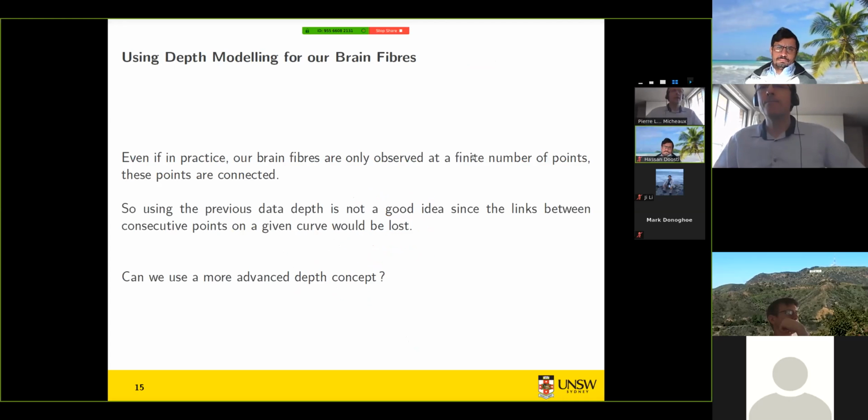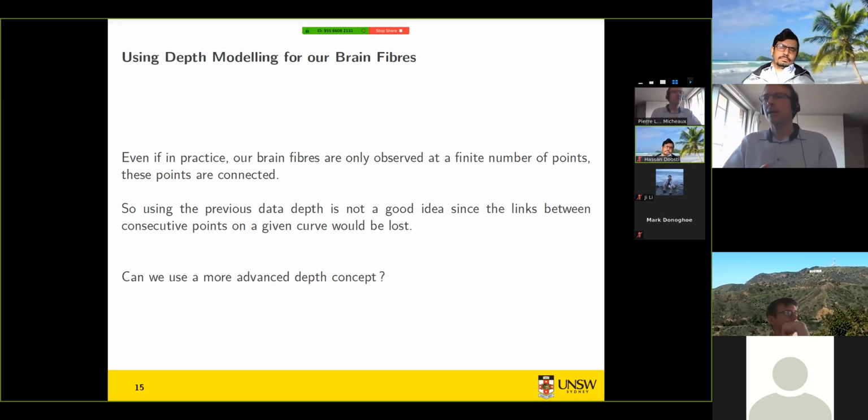So, can we use this concept to try to do something with these brain fibers? That was the original idea I had when I saw Pavlo's talk in 2015. But then we realized that the brain fibers, even if they are only observed at a finite number of points, these points are connected. So if we apply directly this original notion of depth to these fibers, which consist of connected points, then you lose the links between these points.